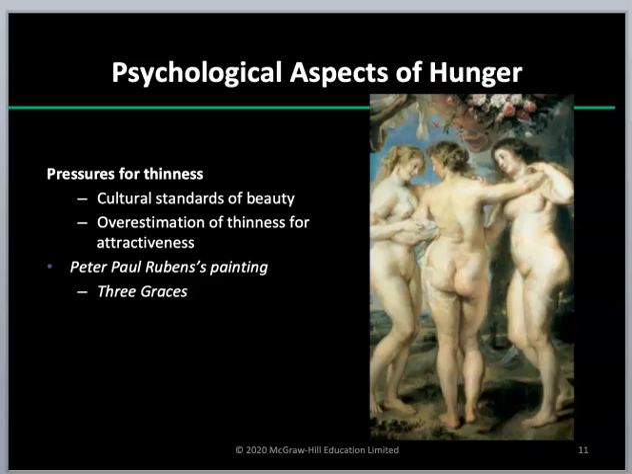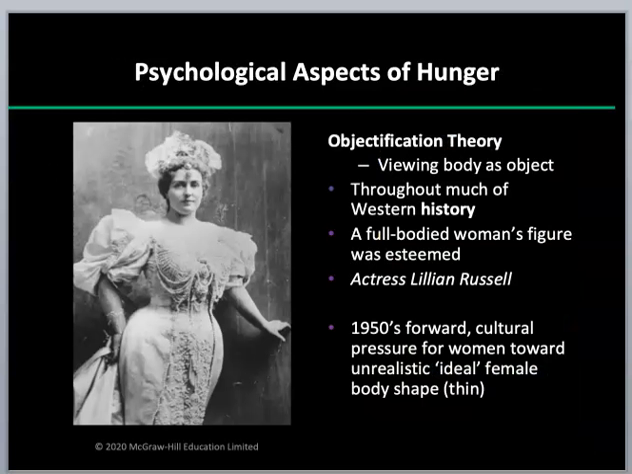In our society, there's a lot of pressure for thinness, especially in North America, in the cultural standards of beauty. There's an overestimation of thinness for attractiveness. And they have this picture here. So long before 1950, this was how beautiful women were portrayed, right? A little heavier, with wrinkles and faults and cellulite and whatnot. And then a little bit later even, this was the ideal woman's figure, right?